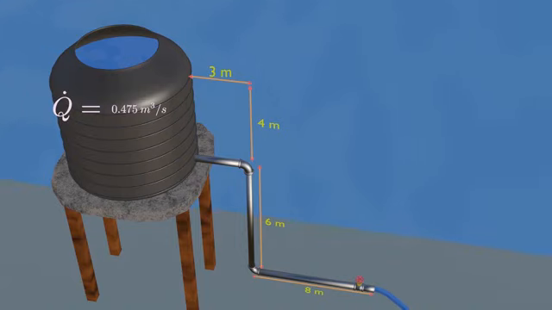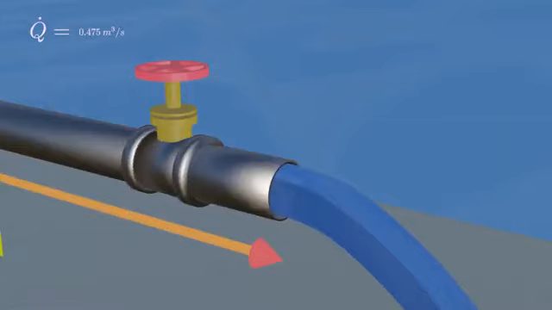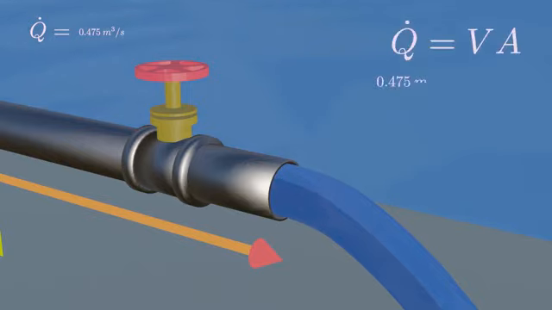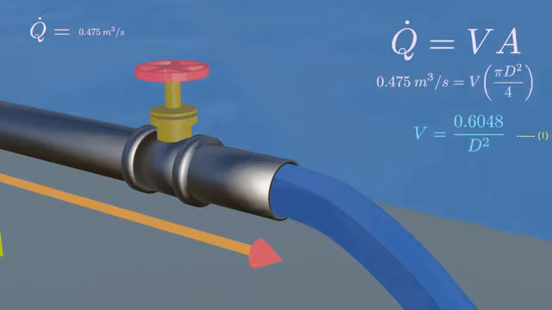First of all, let us calculate the average velocity, as the velocity through the pipe is the same at all points, since the pipe has the same diameter throughout. Volume flow rate is velocity times area. Solving for velocity, we get velocity as a function of diameter.